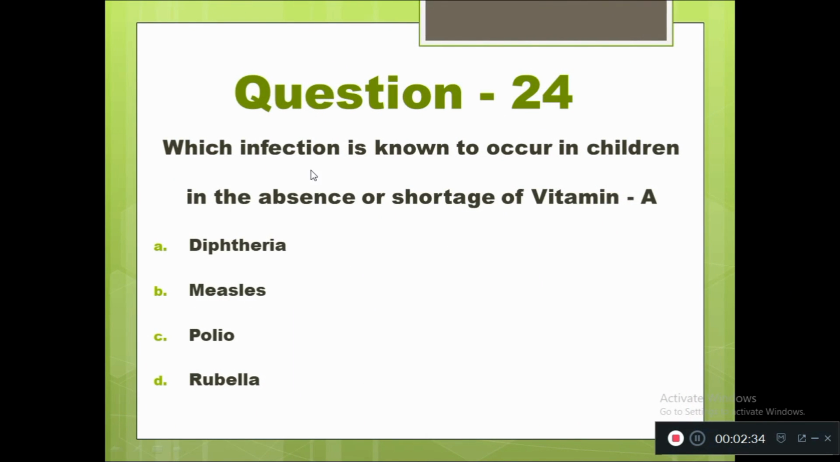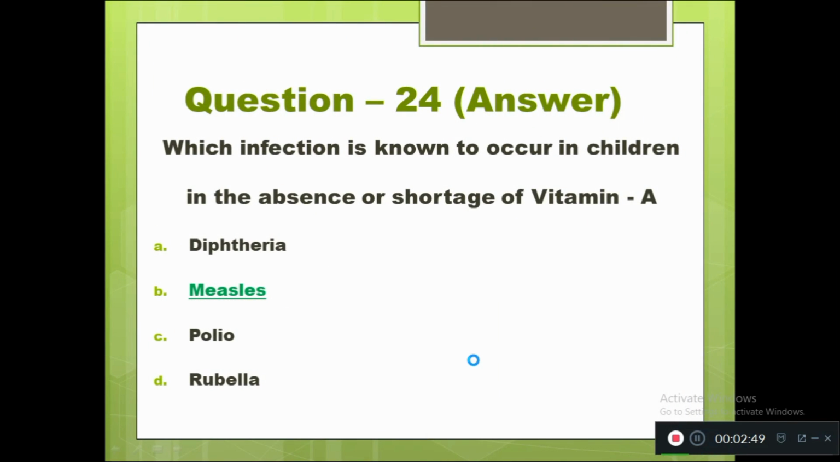Question 24. Which infection is known to occur in children in the absence of shortage of vitamin A? Option A diphtheria, B measles, C polio, and D is rubella. The right answer is measles. In shortage or absence of vitamin A, children are prone to get measles.